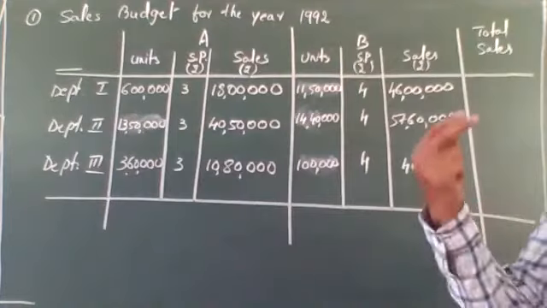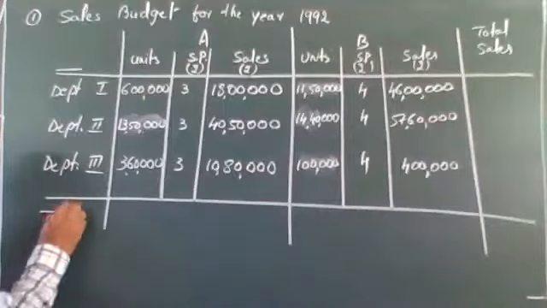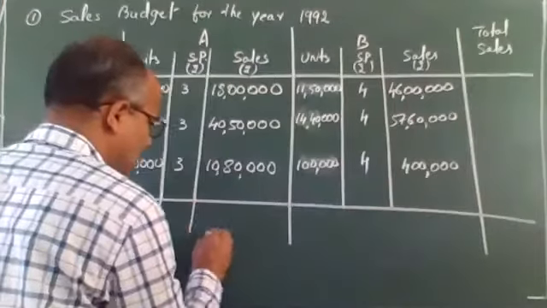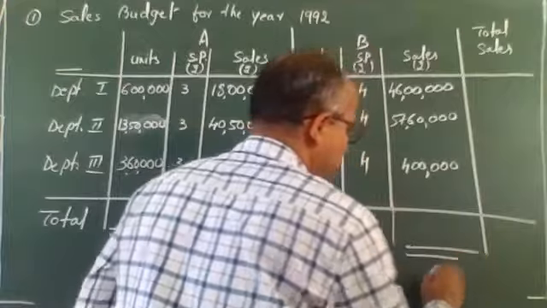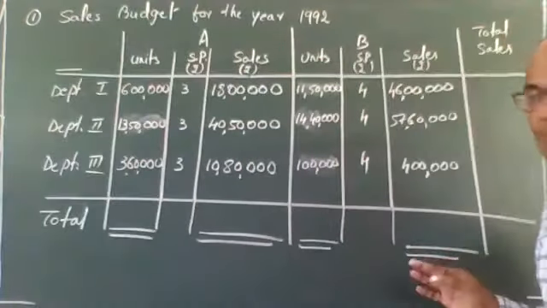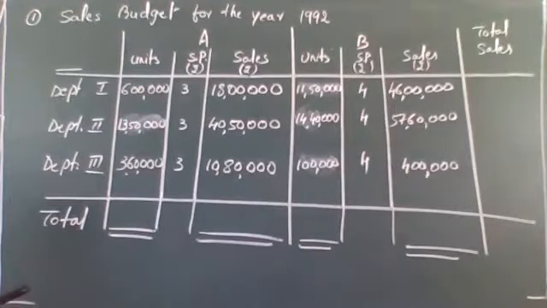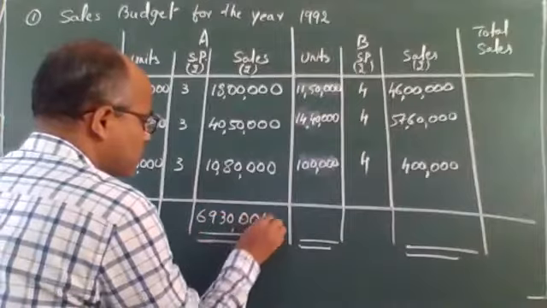And now, if you want to know the total sales, you have to just take the totals. So I can write here the total. You have to do the total only for units and the sales. Units and the sales. And also you can add up the totals. Like this is coming to 18 lakhs. 18 lakhs plus 40 lakh 50,000 plus 10 lakh 80,000. It comes to 69 lakhs 30,000 rupees for the sales.